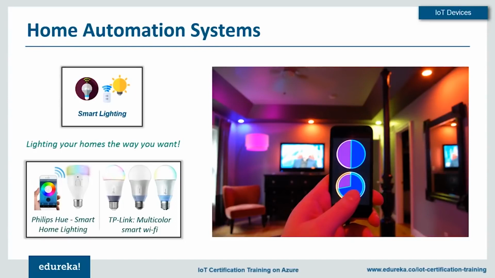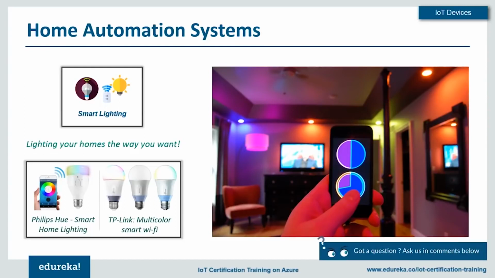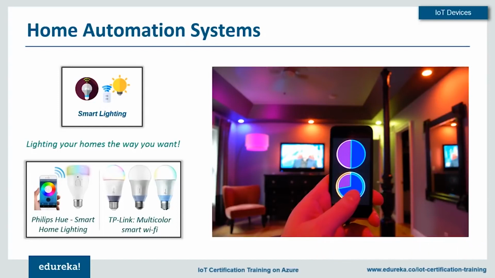And we must begin with the tunable smart lighting systems like Philips Hue Smart Home Lighting or the TP-Link multicolor smart Wi-Fi that can be easily controlled using your smartphones with the option of creating custom lighting automations from anywhere in the world by just being connected to the internet. With smart lights like these, you could turn them on or off anytime and tune the color and the brightness of lights in your homes remotely no matter wherever you are.